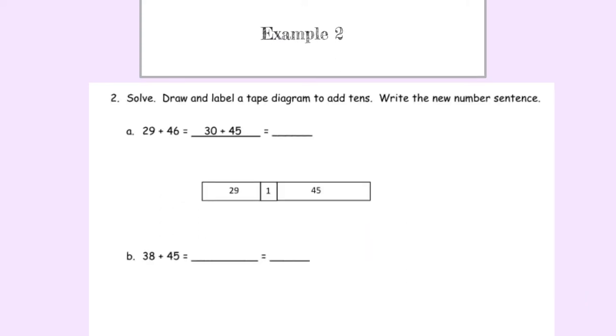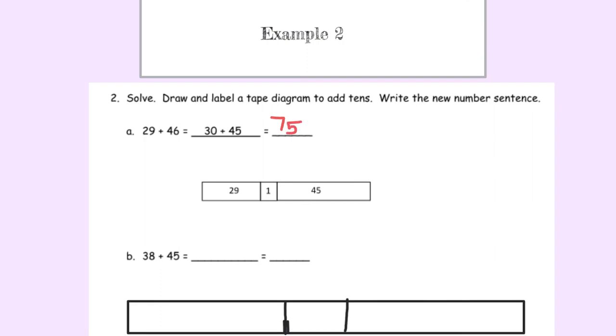Now for example 2. Our directions tell us to solve and to draw and label a tape diagram to add tens. We also have to write the new number sentence. So for problem A, we have 29 plus 46 is equal to 30 plus 45. In our tape diagram, it shows they took the 1 away from the 46 and are giving it to the 29, which gives us our 30 plus 45. We know that 4 plus 3 is 7, plus 5 is 75.